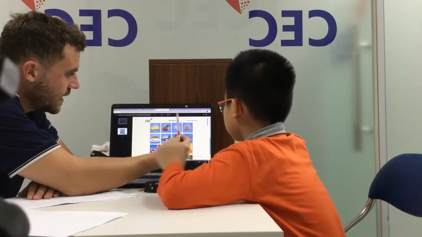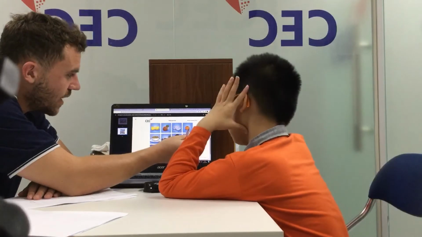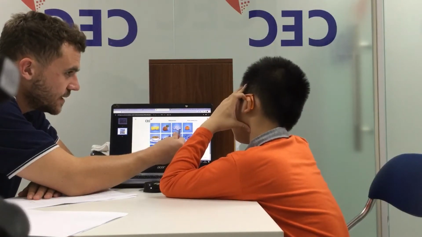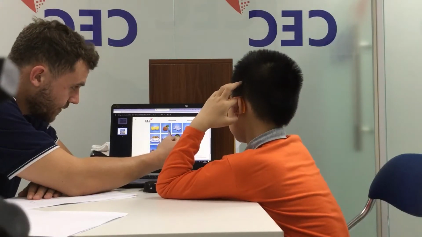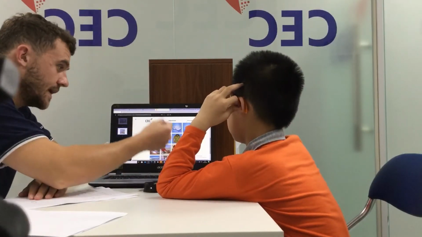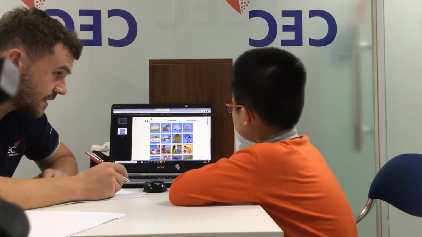Okay, we have three rows: 1, 2, 3. Which one is the odd one out? So in number one, it's the book, because the book is not a fruit. Okay. Can you do this one and this one? Okay, good job.